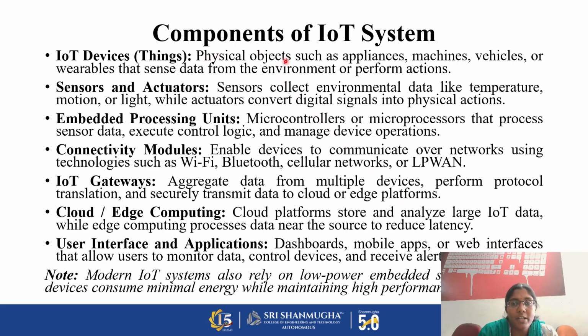So these are all the components of IoT systems. The first one is the IoT devices, which we discussed in the earlier slide, right? That is things. Things means the devices, physical objects which are connected to the internet for connectivity or communication purposes. Those physical objects are called things. Okay, what might the physical objects be? They might be appliances, machines, vehicles, or wearables that send data from the environment, or perform actions on the environment.